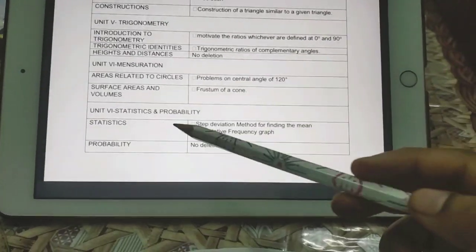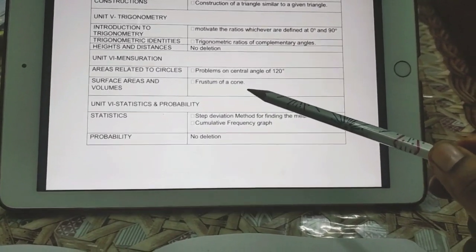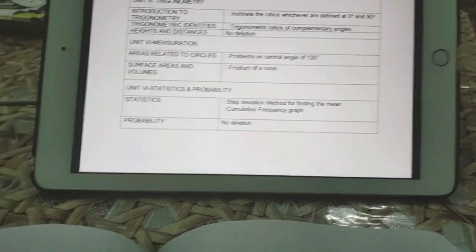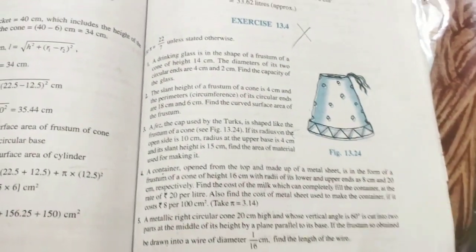Next one is chapter number 13, surface areas and volumes. In this, frustum of a cone, this topic has been deleted. So in this, frustum of a cone is the last exercise, that is 13.4, and this full exercise has been deleted.